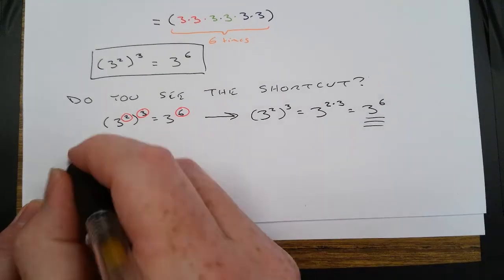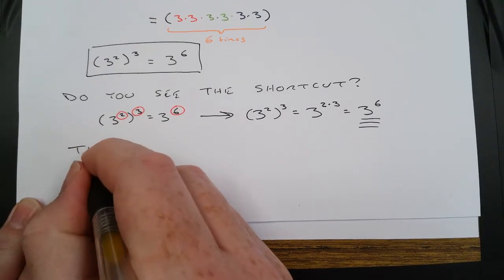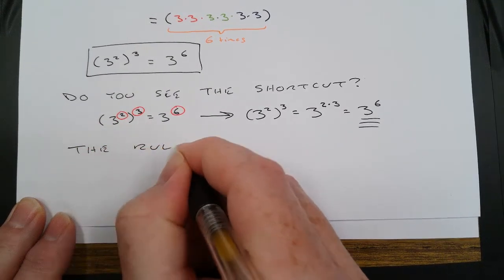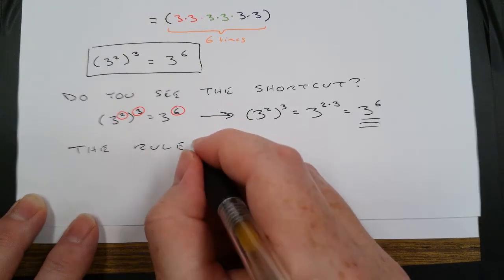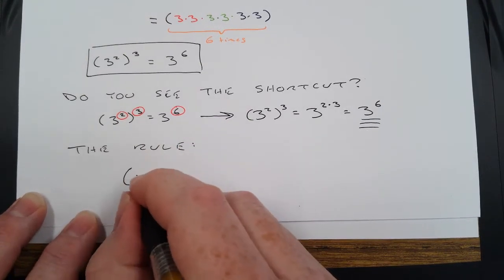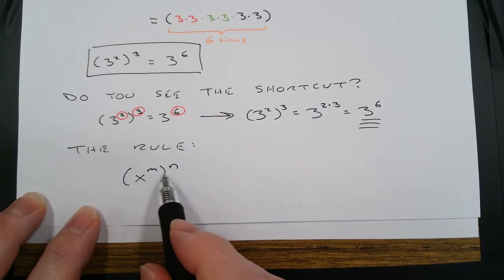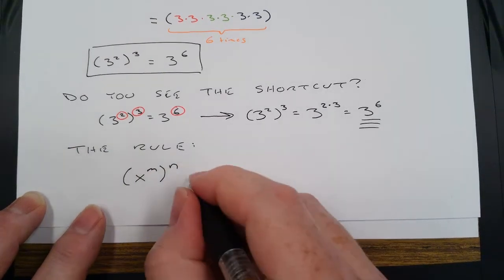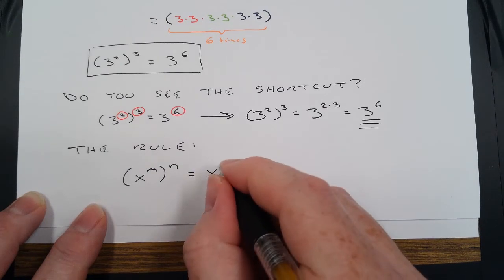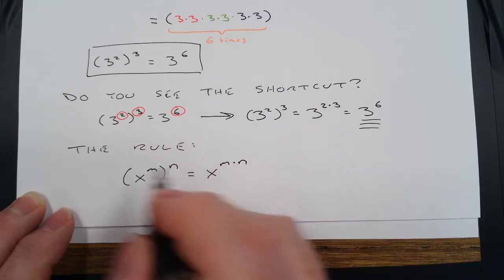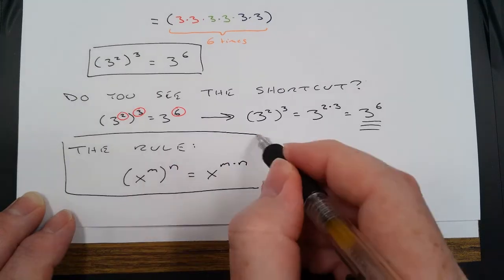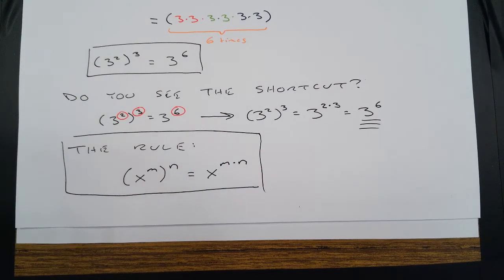So our rule, because it's always nice to know the rule with variables so that it shows what everything is: x to the m, everything to the n. We just keep x and we multiply the exponents. That is the rule.